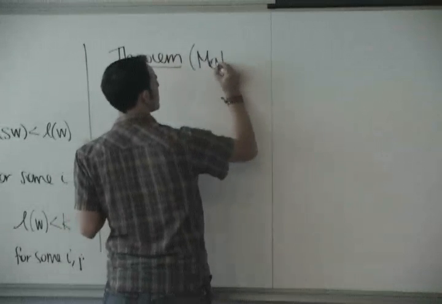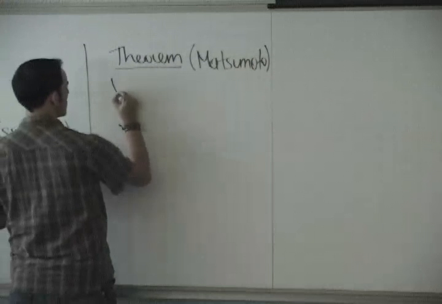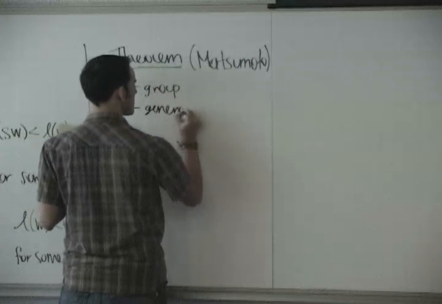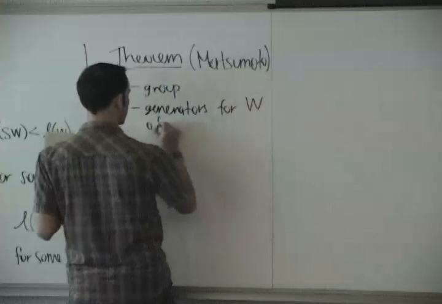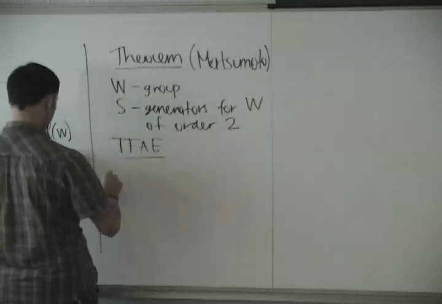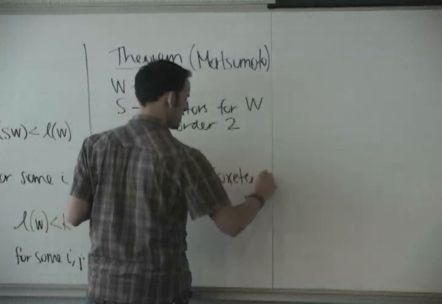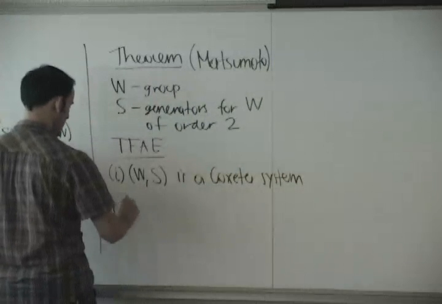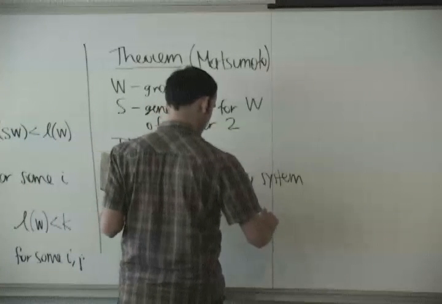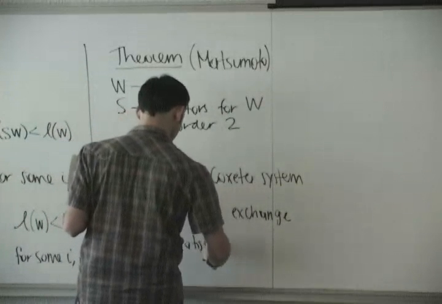So last time I stated a very important theorem of Matsumoto, which says that if you have some group, any group, and you have a set of generators of order 2, then the following properties are equivalent. The first property is that these guys form a Coxeter system. The second property is that they satisfy exchange. And the third property is that they satisfy deletion.